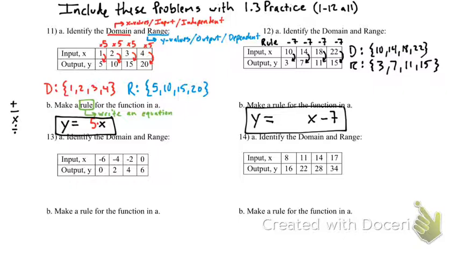Yes, because you're subtracting 7 from x. So x minus 7 would be the correct way. All right, so 13 and 14, I'll choose 2 for each.